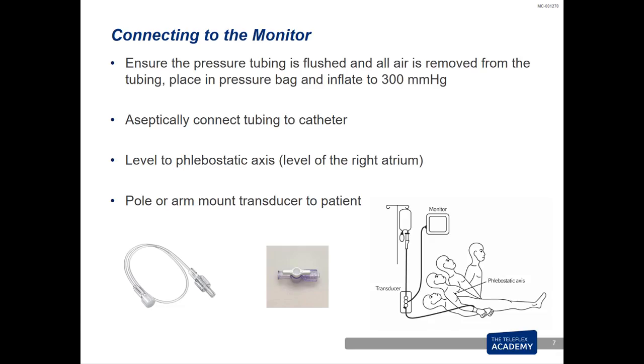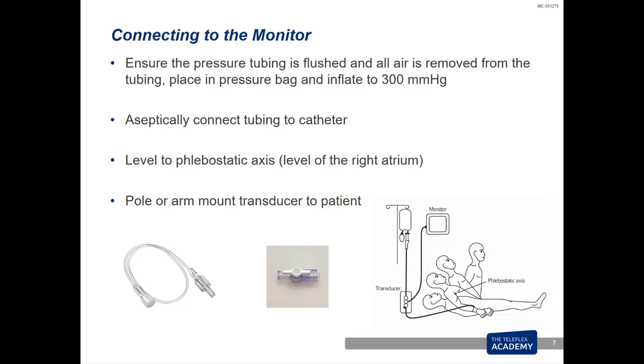So when you connect to the monitor, remember arterial catheters have to be connected to a transducer or else you'll have continuous arterial bleeding. These transducer setups then need to be connected to the monitor to transduce the actual invasive blood pressure from the catheter indwelling within the artery. So we must ensure that the pressure tubing is flushed and all air is removed out of the tubing, and that the pressure bag is inflated to 300 millimeters of mercury.